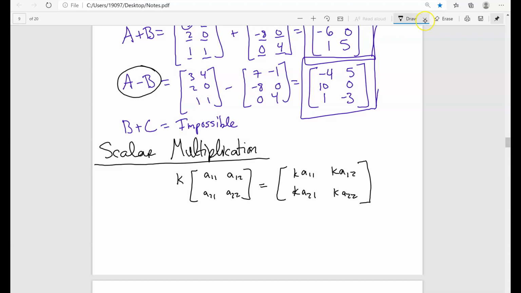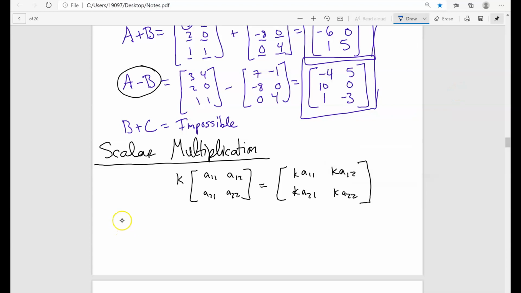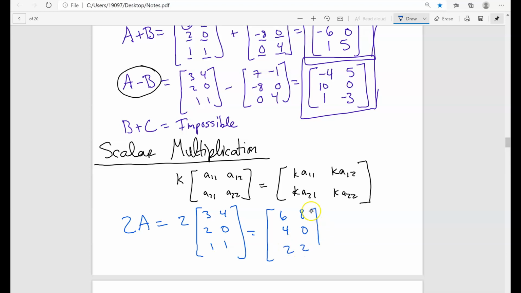So can you tell me what 2 times A is going to give me? Well, 2 times A basically means that you're taking 2 and you're multiplying it by A. 3, 4, 2, 0, 1, 1. So I'm still using the same problem from the previous one. So this is just going to be 6, 8, 4, 0, 2, and 2. So you're just multiplying them and then just getting that.